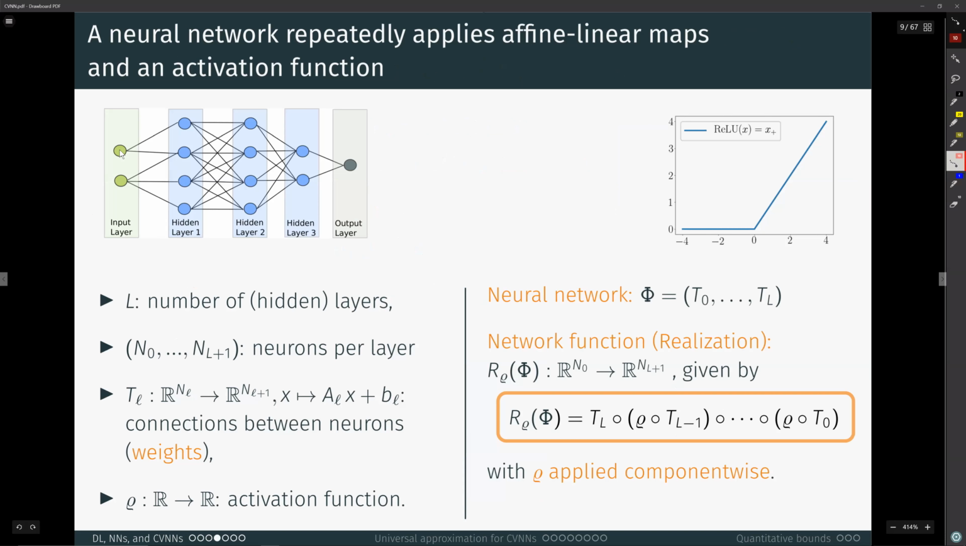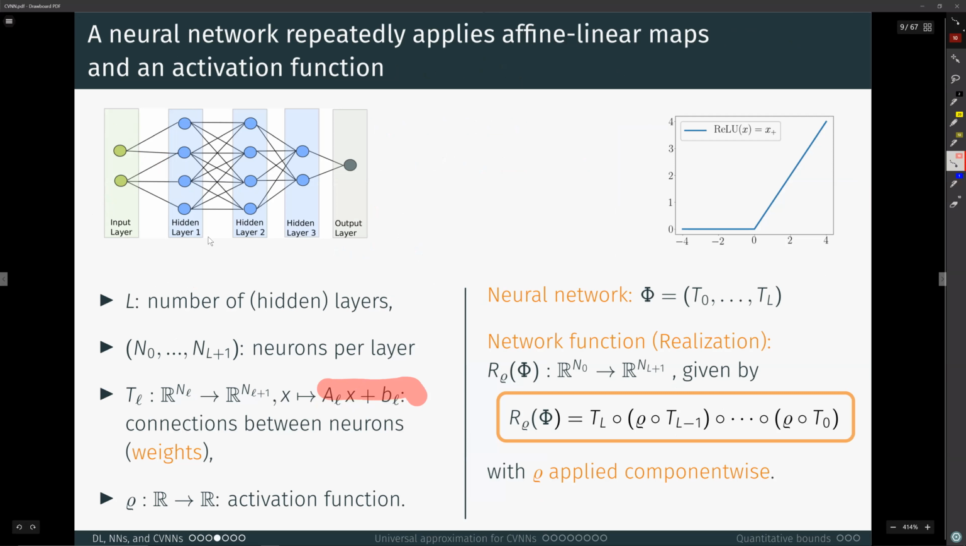So a neural network consists of a bunch of neurons which are arranged in different layers. Each of these neurons computes a real number, and how this precisely works is that each neuron in the input layer corresponds to one component of the input vector. And if you already know the output of one of the layers, you go to the next one by first applying an affine-linear map to the output of the preceding layer.